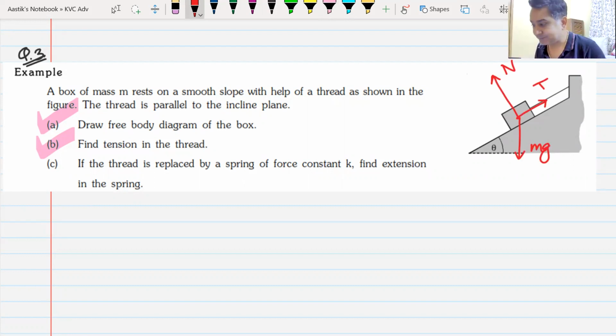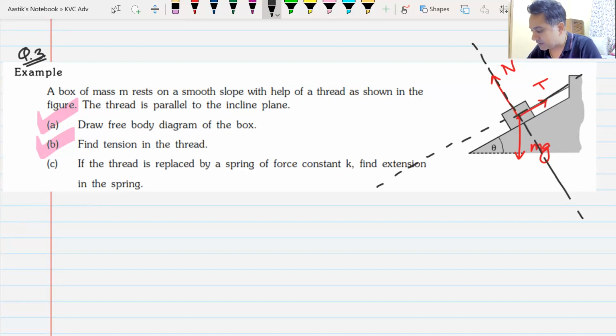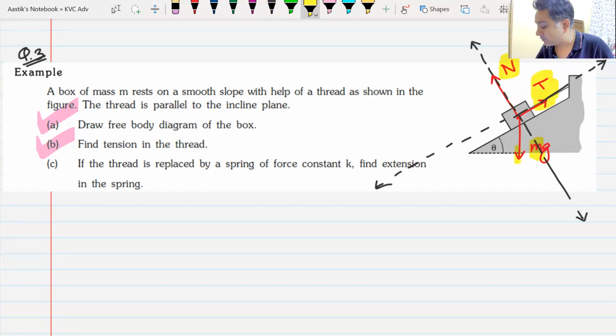Do we understand this? Now, how should we choose x and y axis for this particular case? The best way would be to take the axis perpendicular to the plane as my y axis and the axis parallel to the plane as my x axis. Now, this normal and this T don't have a problem because they are along x or y, but this weight mg has a problem because it is going in the downward direction.